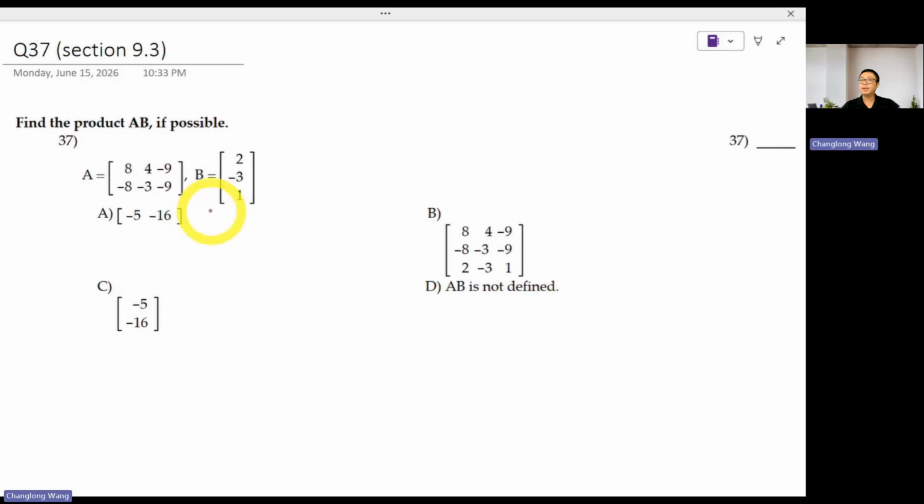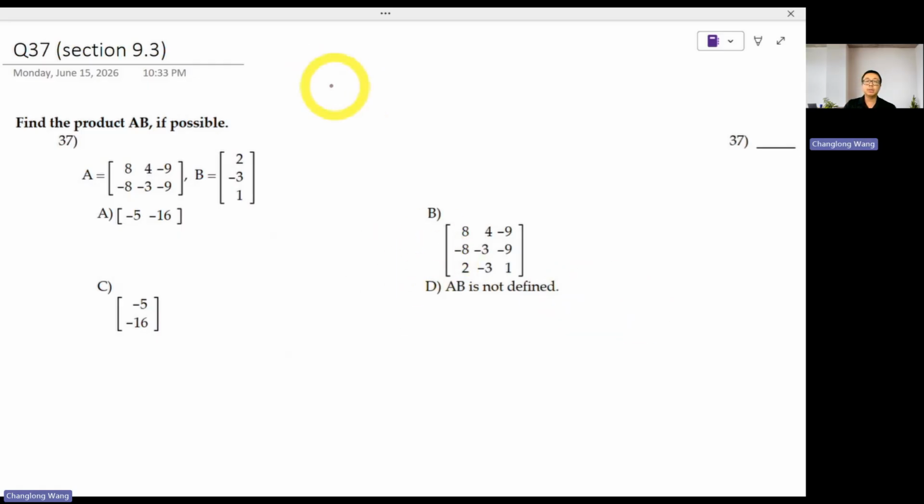So now for multiplication, and I do encourage you guys to type up the matrix and do it in a calculator. But I do want you to notice that it's possible that they have an option saying that A and B do not multiply. It's not compatible, or they say AB is not defined.